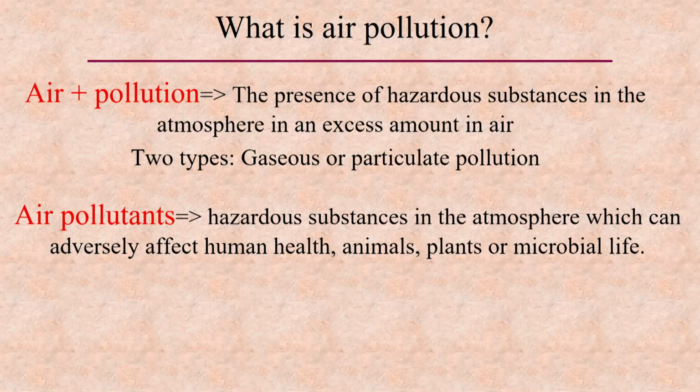Now, I said that the presence of hazardous substances in the atmosphere in an excess amount is actually called air pollution, and air pollutants are the species or hazardous substances that are actually there in the atmosphere. Now, every species that is present in the atmosphere cannot be called a pollutant. For example, CO2 we do not call a pollutant, methane we do not call a pollutant. So, what are the species that can be called pollutants? There is another criterion: they have to adversely affect either human health, animals, plants, microbial life or the ecosystem. So, this is very important.